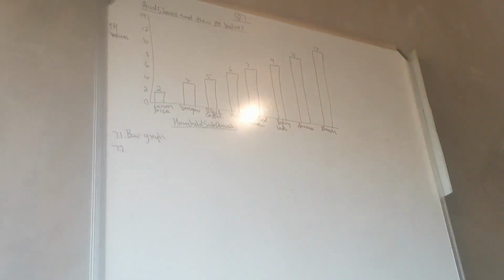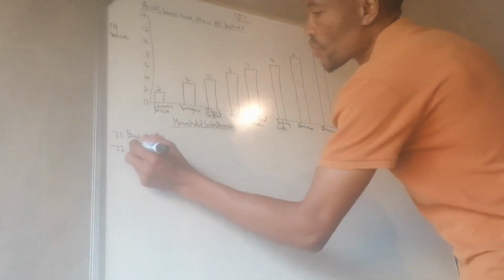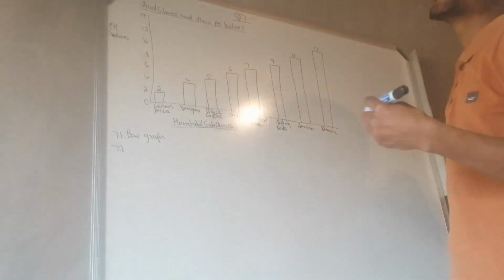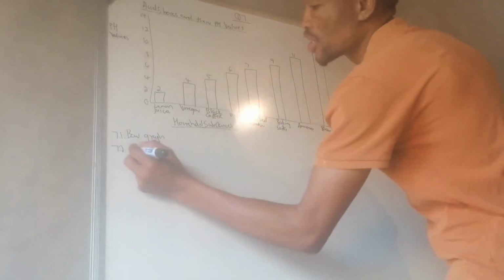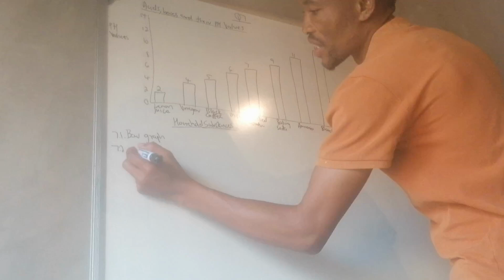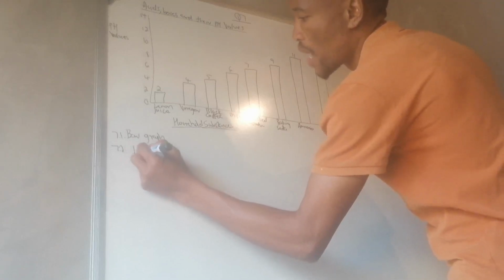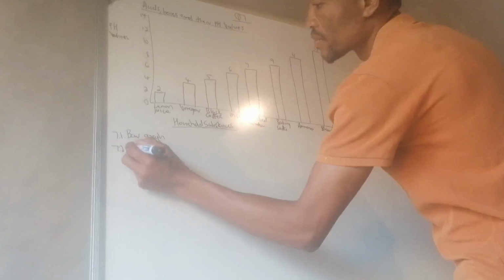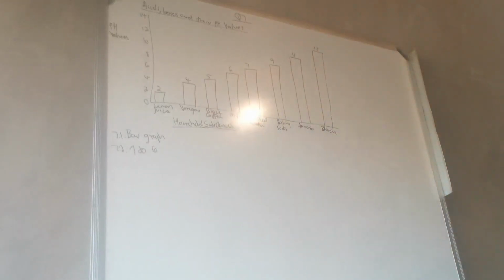7.2, name the substance that is most acidic on the graph. Which one is most acidic on the graph? Now I know that to be an acidic substance, your pH must range from 1 to 6.